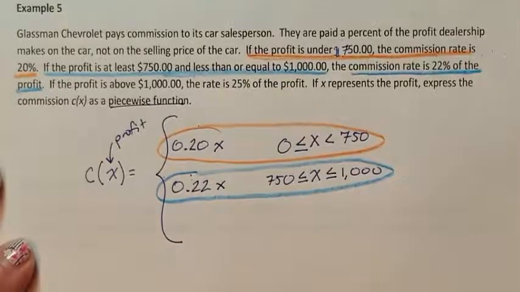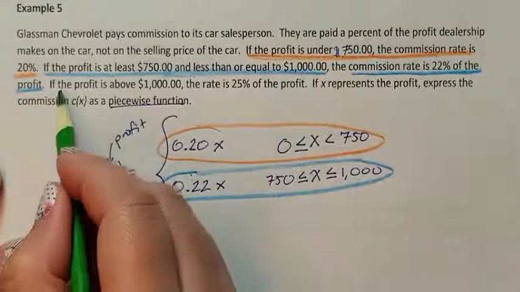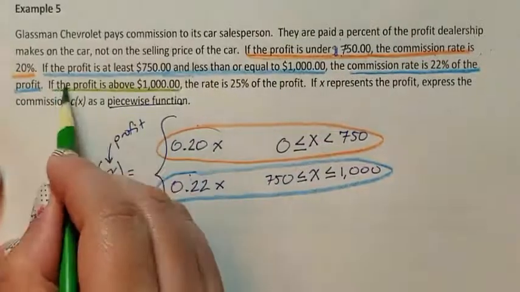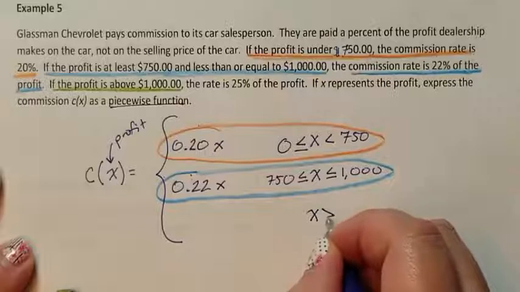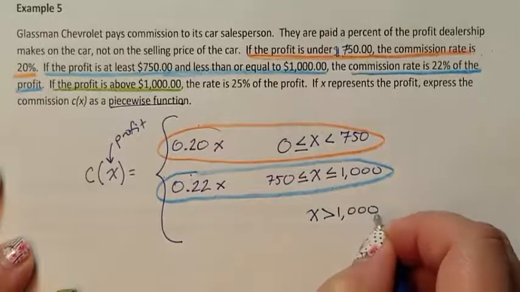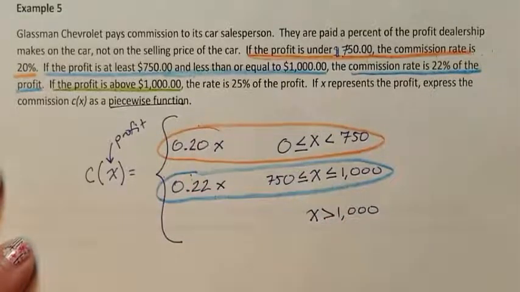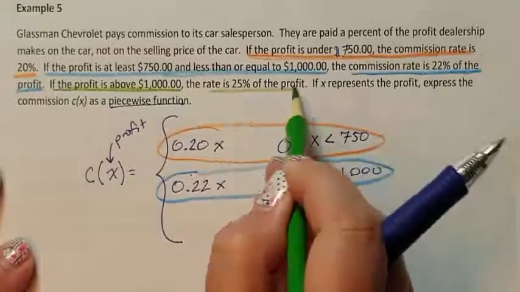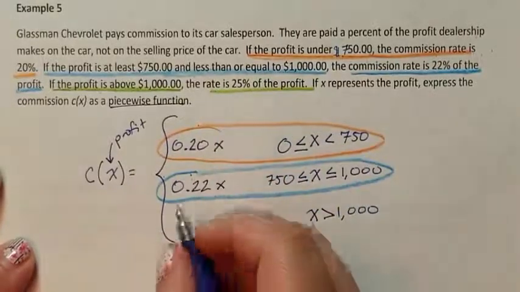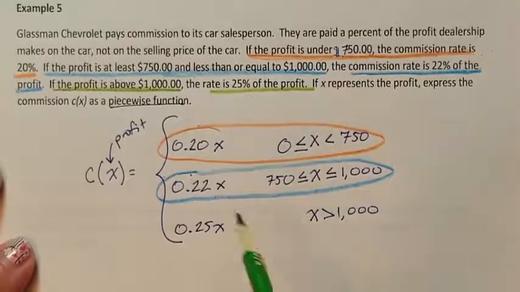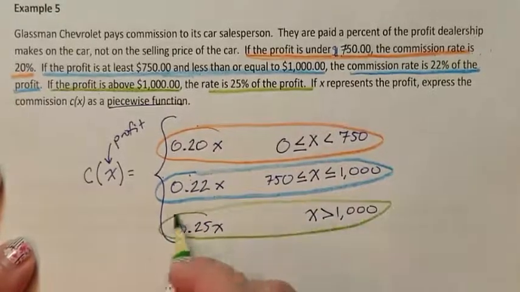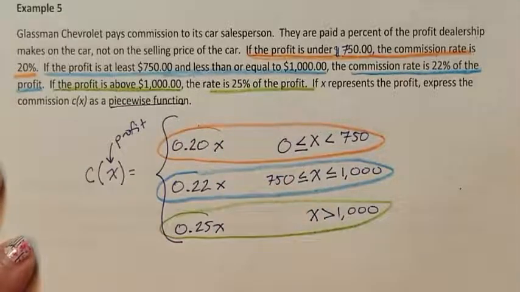There was one last if. Payment plan number 3. If the profit is above $1,000, so my profit was X, if it was greater than $1,000, it said that my commission rate was 25% of the profit. So 25% of the X profit. These are my 3 different payment plans for my salesperson. And that's all it asked me to do. So that is our final answer.